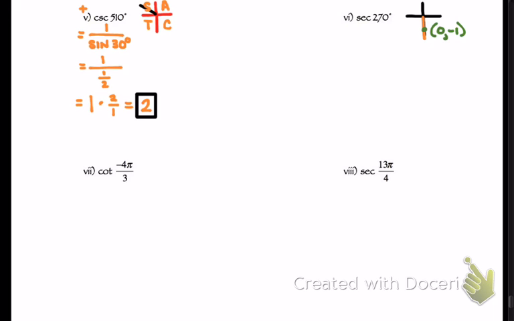Well, I know the secant is the inverse of the cosine. So I know that the secant of 270 degrees is the same thing as 1 over the cosine of 270. I know the cosine is the x value at that point, so I know this is technically 1 divided by 0, which is undefined. Okay, so hopefully that went well.